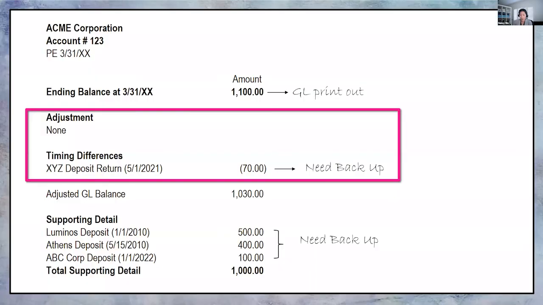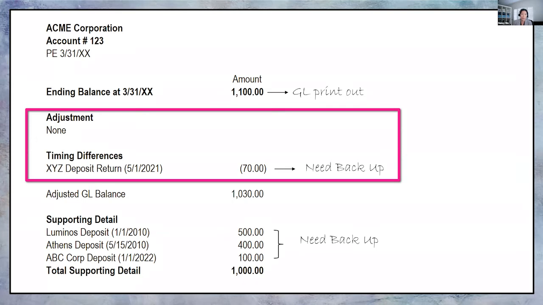So in this case, this is component 4 and 5. We've identified no adjustments, no GL adjustments, but we have identified a timing difference that should come through by, let's say, next period, hopefully, right? We got a refund on the deposit. It is supposed to be reflected in the GL and it is going to come through soon. So do we need support for that? Yeah, absolutely, if it's material, right?